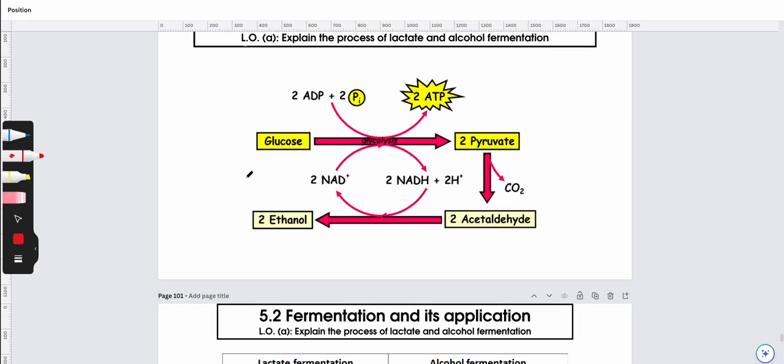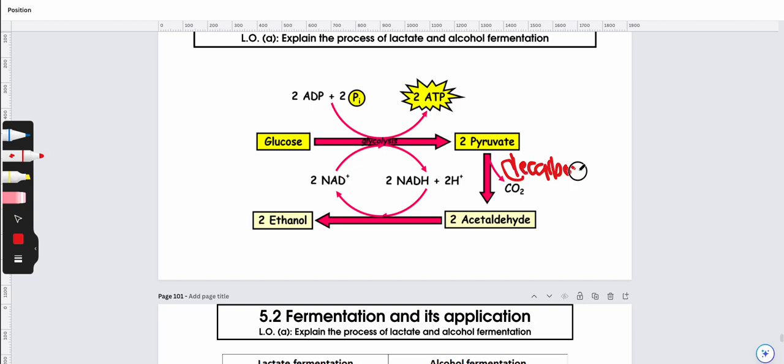So let's take a look at the picture right away. For lactate fermentation, it's just one step, right? From pyruvate and then we get lactate. But for alcohol fermentation, we have one extra step. From pyruvate, it will be converted to acetaldehyde. How? Look, the CO2 is now released. So if CO2 is released, the process is called decarboxylation. Okay, carbon group. Not carbon group, I think it's carboxyl group. My bad, I'm not good in chemistry.